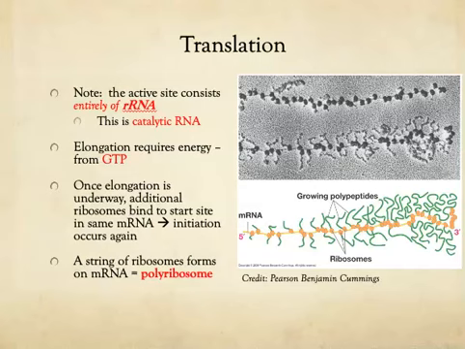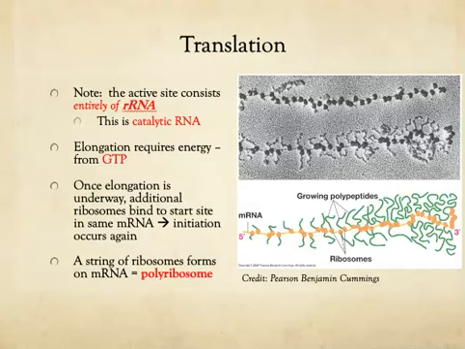Once elongation is underway, additional ribosomes are going to come on and bind with the mRNA. In other words, it's important to remember that an mRNA does not get translated once. An mRNA is going to get translated several times before it's degraded. So several copies of that protein will be made.